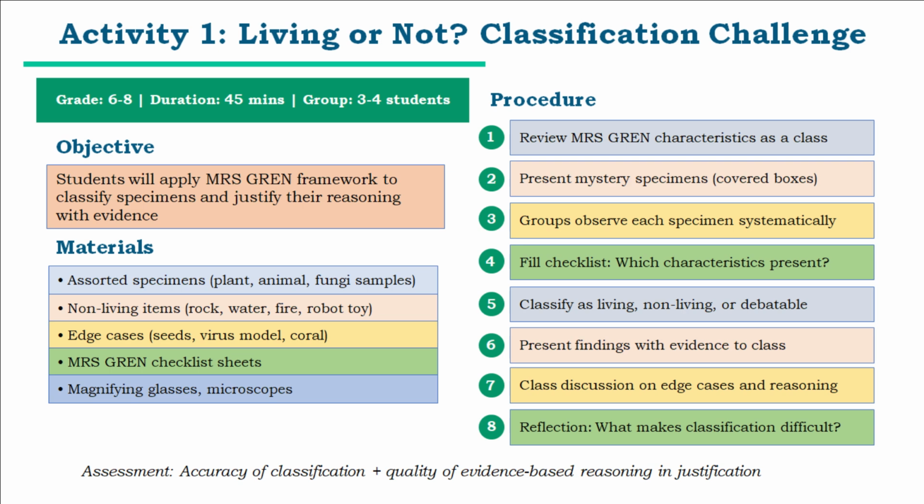Procedure. First, the class reviews the MRSGREN characteristics together. Next, mystery specimens are presented in covered boxes. Groups observe each specimen systematically and complete the checklist to identify which characteristics are present. Specimens are then classified as living, non-living, or debatable. Groups present their findings with supporting evidence, followed by a class discussion on edge cases and reasoning. Finally, students reflect on what makes classification challenging.